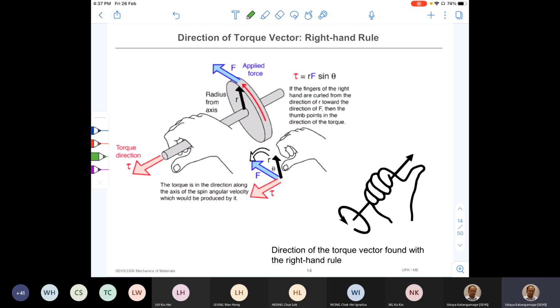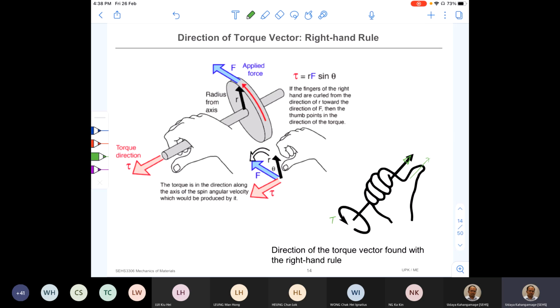So for twisting moments, we need to define a different way of identifying the positive direction. That is why we use this sign convention, the right hand rule. How do we find the direction of the torque? You simply curl your four fingers in the direction of the torque applied, and then look at where your thumb is pointing. In the bottom diagram, your thumb is pointing this way. The curl is the circular direction of the torque, and the vector direction of the torque is the thumb direction. The rest also explain the same.